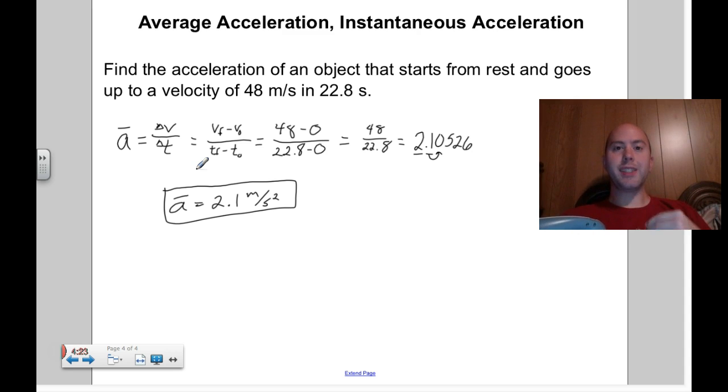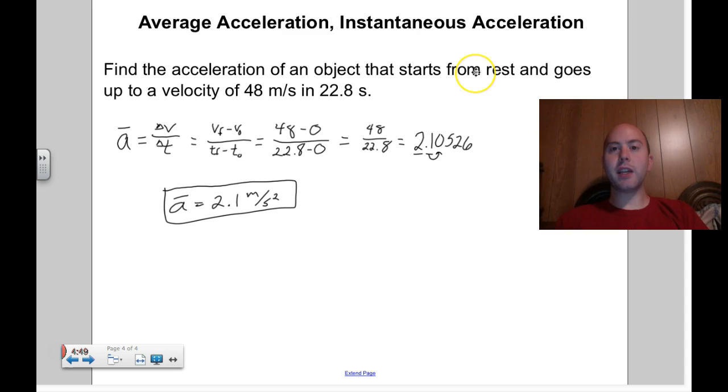If the acceleration is negative, it can mean you're slowing down at that rate, but not always. Because sometimes a negative acceleration can mean you're speeding up just in the opposite direction, which we'll talk more about when we get to graphing motion. That'll make a little bit more sense. But in this case, I'm speeding up 2.1 meters per second squared. And that's all there is for average acceleration.